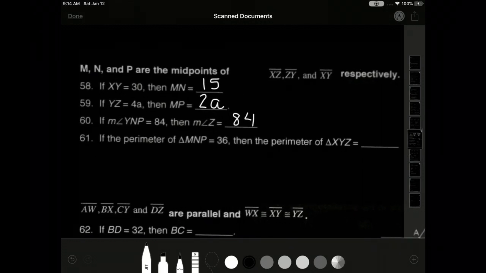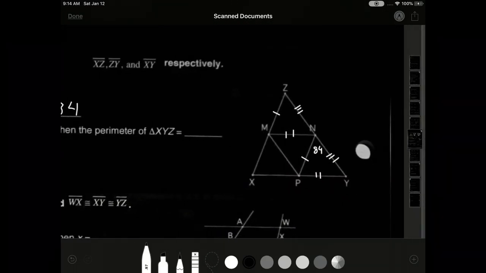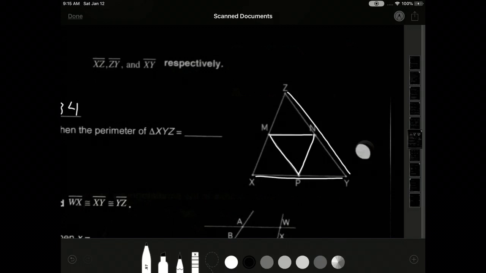Then we're told the perimeter of triangle MNP is 36. Well, if the perimeter of triangle MNP is 36, that's our smaller triangle here. Let me clear things out here. So if this triangle here was 36, then we want to know the bigger triangle. Well, this side was 2 times this one, this side was 2 times this one, this one, and these guys. Sorry, dog barking.